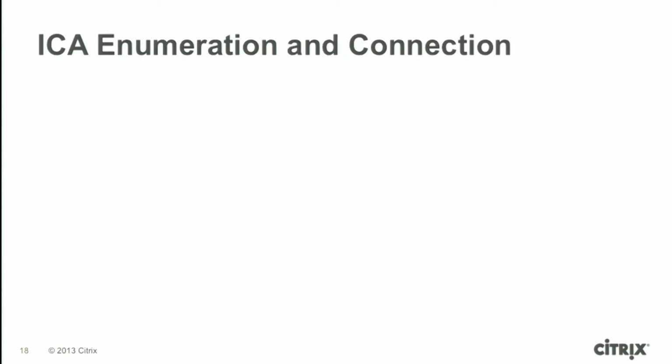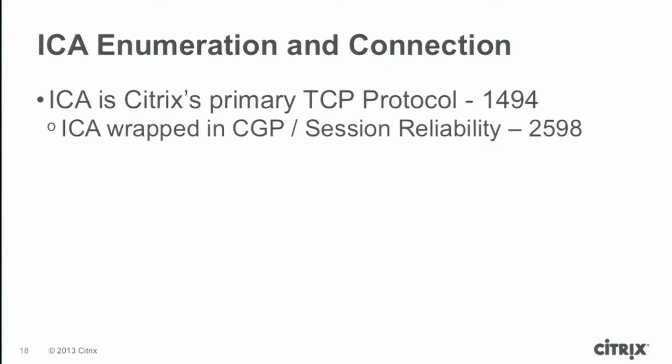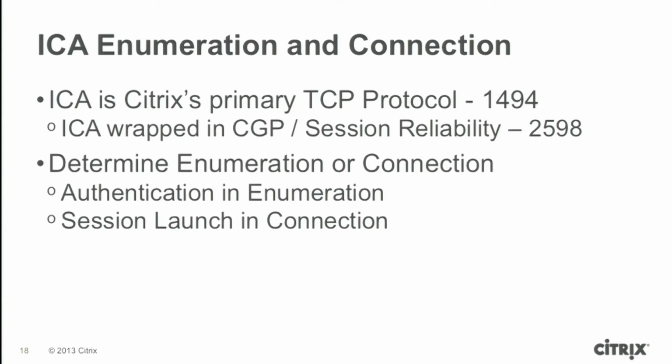Just a couple of notes specific to the Citrix ICA connection. ICA is Citrix's primary TCP protocol, and it uses port 1494. Session reliability uses CGP over 2598, and it's simply a reliability buffer around ICA. It's good to determine if your issue occurs during the enumeration or the connection attempt. Authentication issues typically occur during the enumeration, and connection issues typically occur during the connection launch.